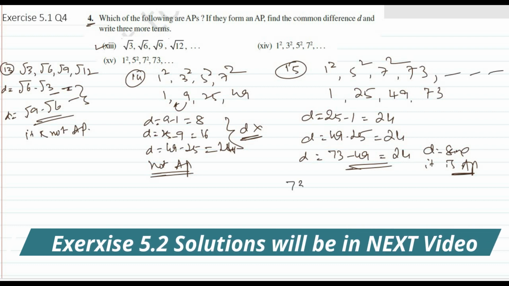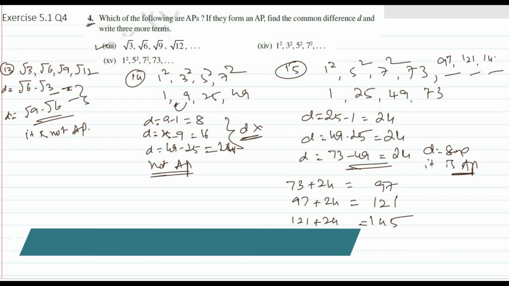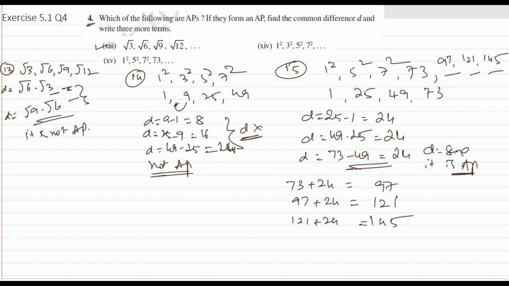So 73 plus 24, which is equal to 97. And 97 plus 24. Okay. So this is equal to 121. Okay. So now 121 plus 24 is equal to 145. So here 97, 121, 145. Okay. Thank you.